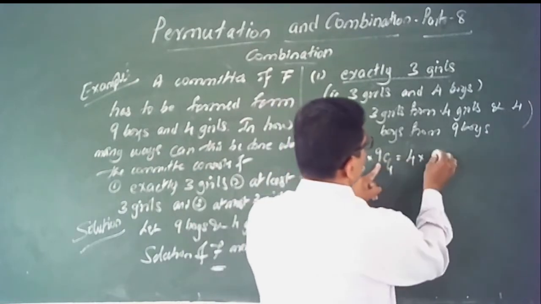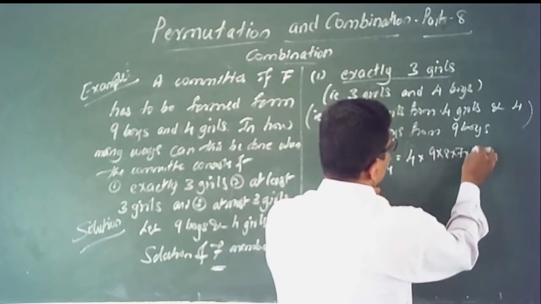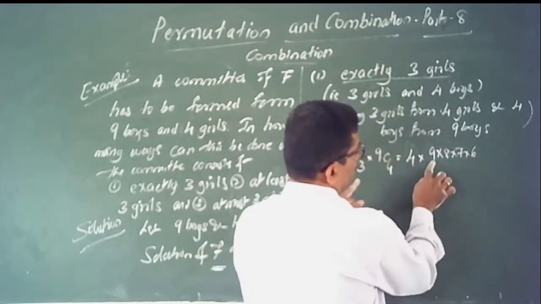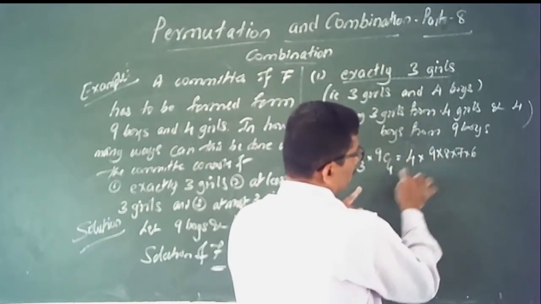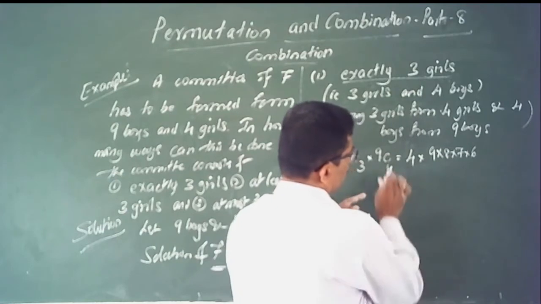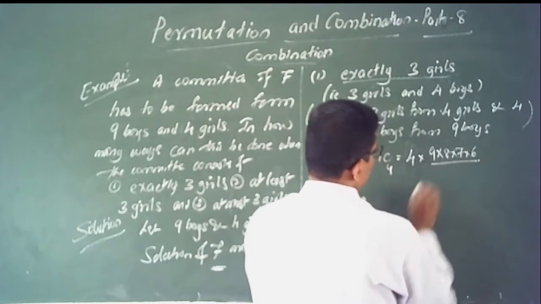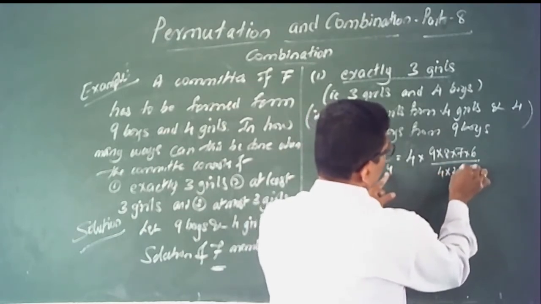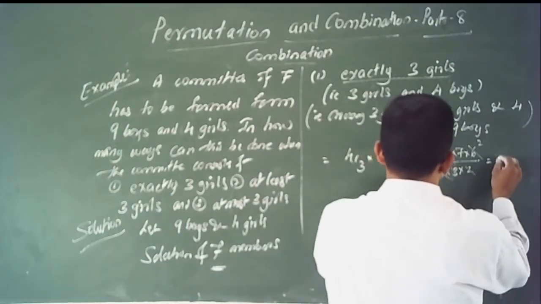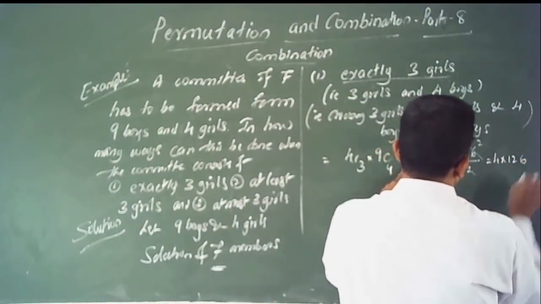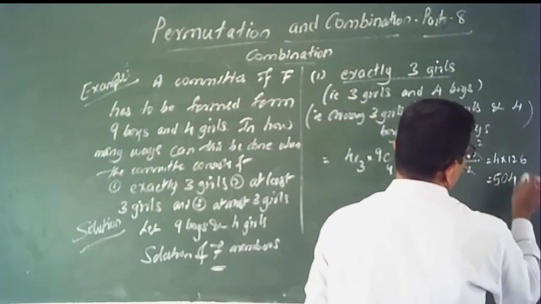9C4 means 9P4 divided by factorial 4. 9P4 is 9 into 8 into 7 into 6, in descending order, 4 terms. Divided by factorial 4, that is 4 into 3 into 2 into 1. Its value is 126. So the first answer is 504 ways.